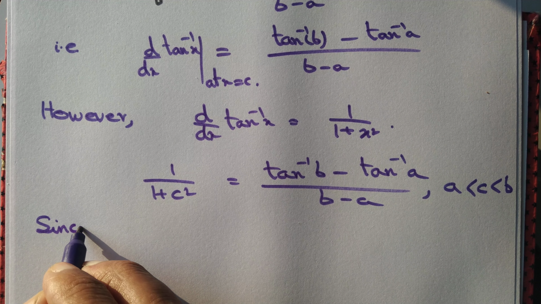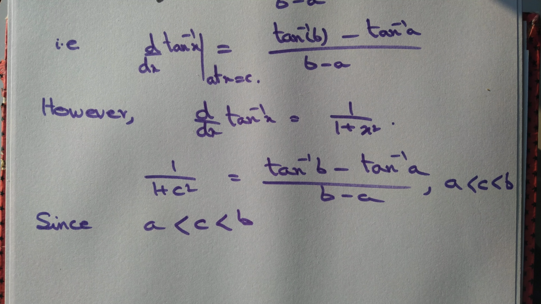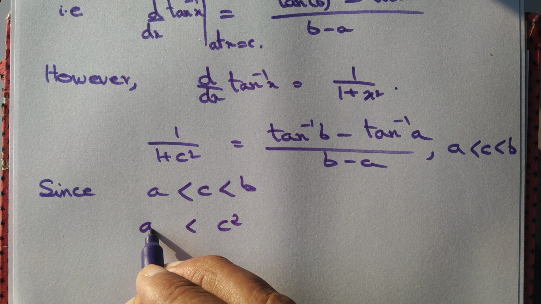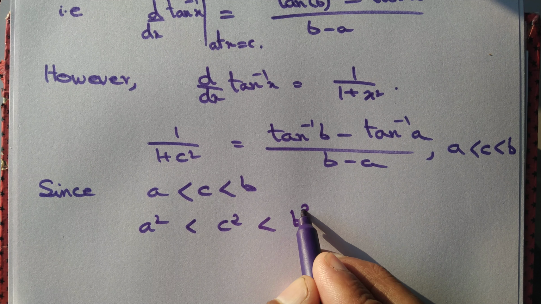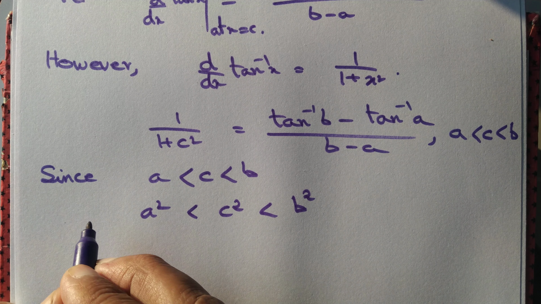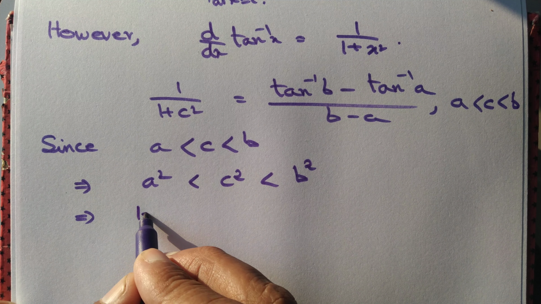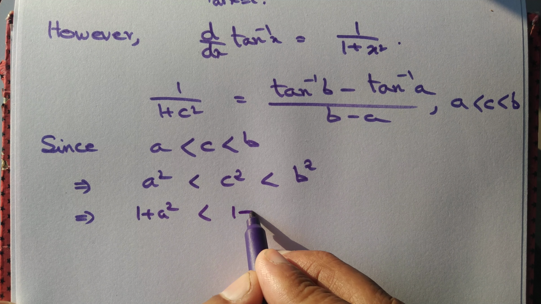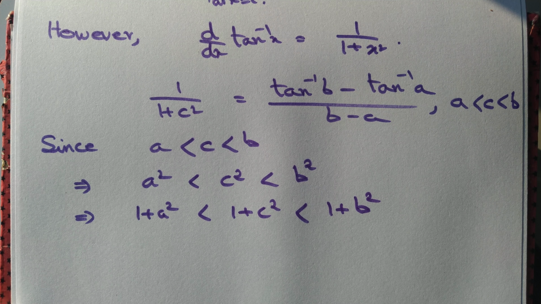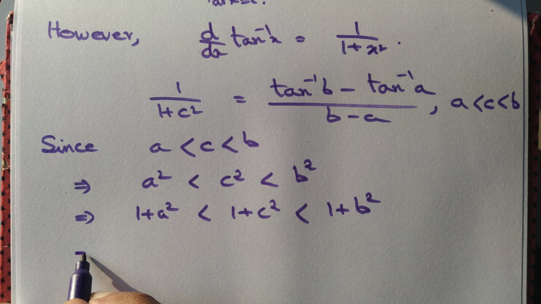Since c is greater than a and less than b, and a and b are positive, we can square it to say that c square is greater than a square, and that is less than b square. Okay, but we want 1 plus c square. So we add 1 throughout. 1 plus a square is less than 1 plus c square, and that is less than 1 plus b square. But we want 1 by 1 plus c square in the denominator, so we reciprocal it.